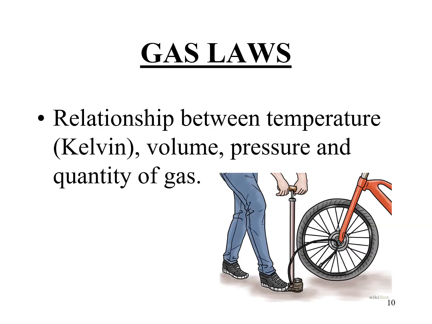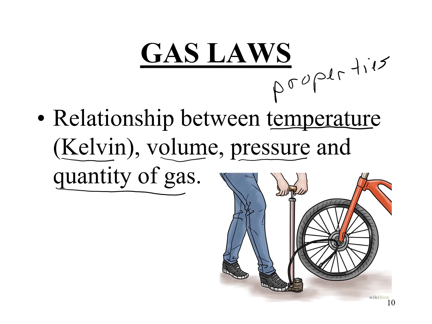There are certain properties of gases that we can measure, such as temperature. When we use the gas laws, we'll always measure temperature in Kelvin. We can measure the volume of our gas, the pressure of our gas, and the quantity of a gas. And then we can look at the relationship between these different properties and consider our gas laws.